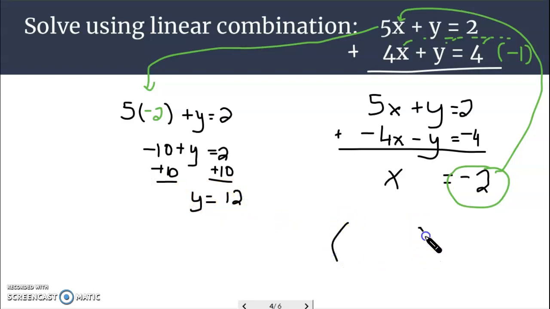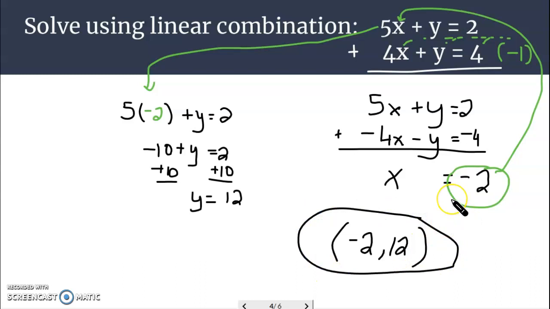We now can write it in coordinate form. Negative 2 comma 12, the solution to the system. A reminder, if you were to graph the system on Desmos or another graphing tool, they would intersect at the point negative 2, 12.